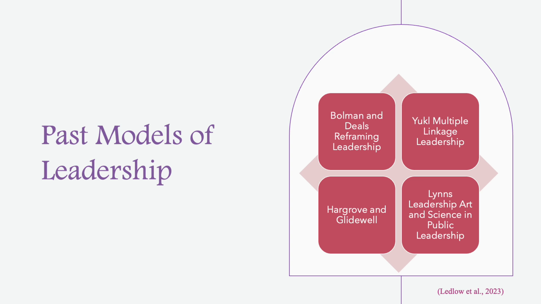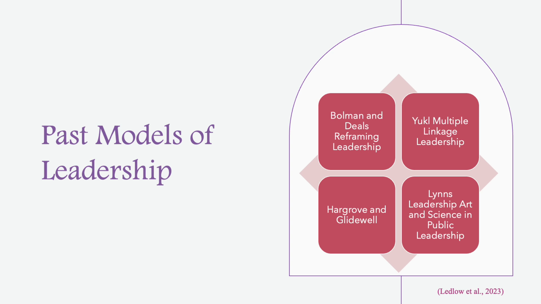The Hargrove and Glidewell model focused only on short-term goals, but it was also practitioner-based with organizational decisions and coping strategies to evaluate and fix any concerns. Lynn's leadership art and science model was solely based on the personality, skills, and experience of the employees, along with designing for change and favorability of the situation.